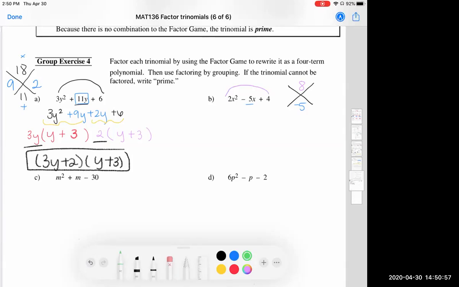All right, so 2 times 8, that wouldn't work out. 1 times 8, that wouldn't work out. There's no such numbers that would work. So we can write prime.